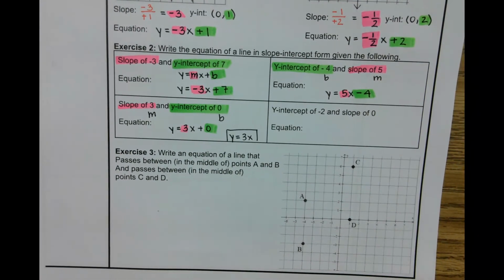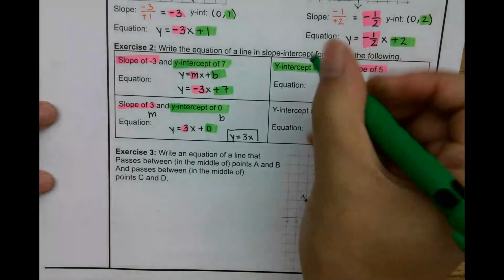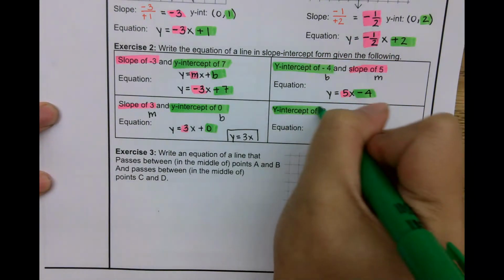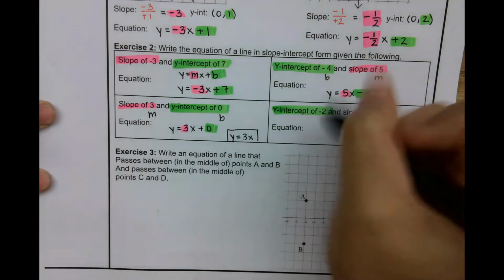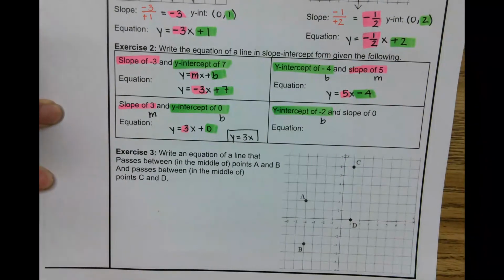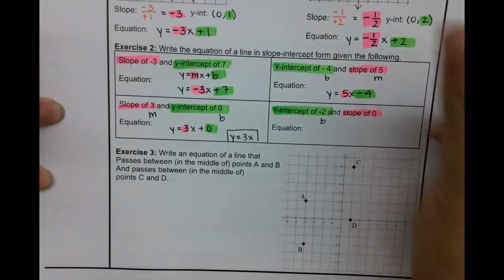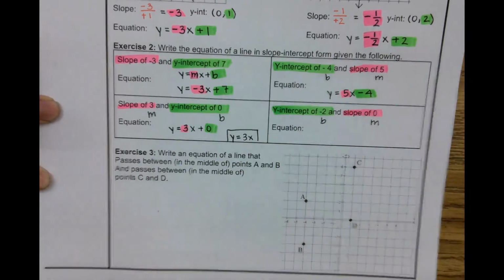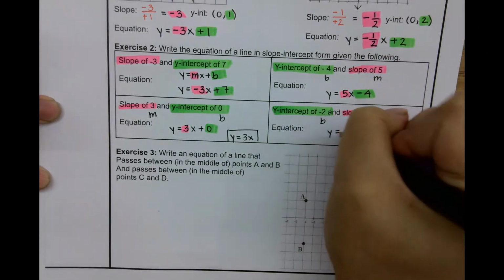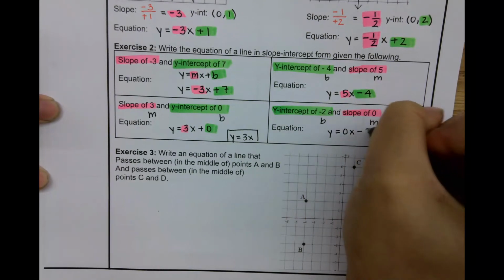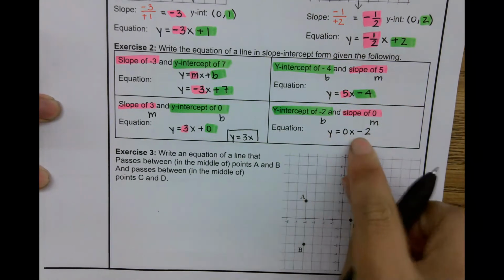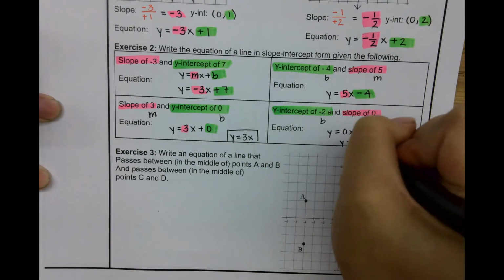Then last one here. I'm told my y-intercept is -2. So this is my b. I'm told my slope is 0. This is my m. And then all I have to do is plug it in. So y equals 0x minus 2. 0 times x is just 0, so y equals -2.